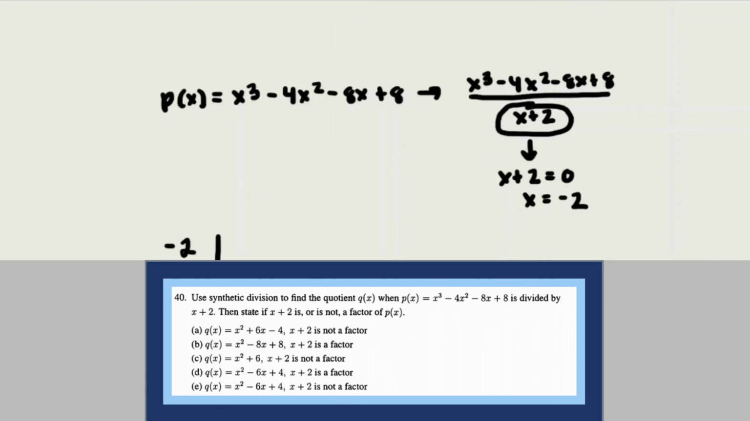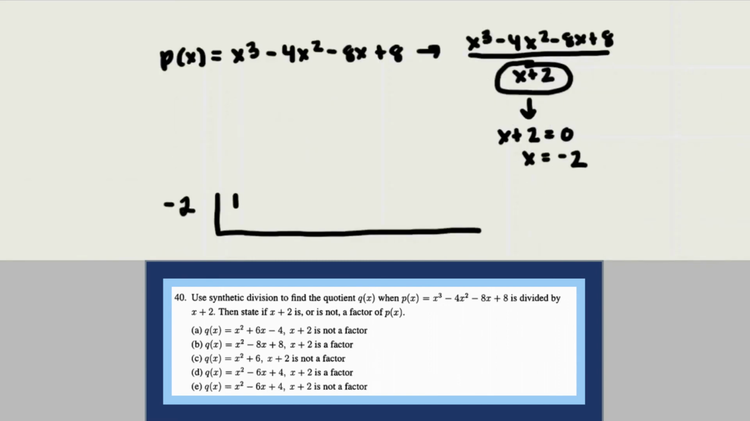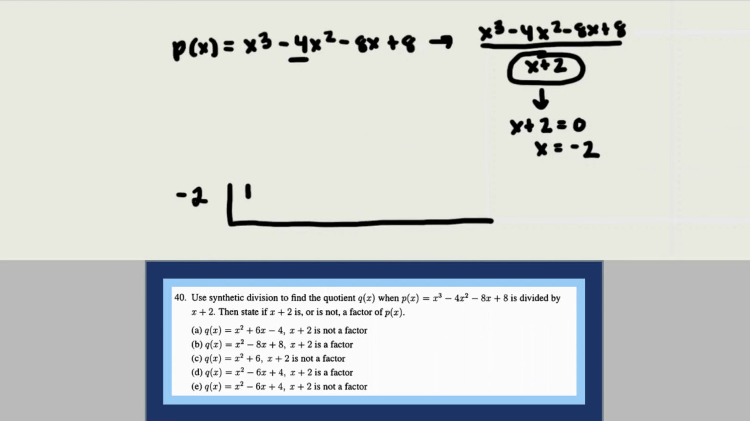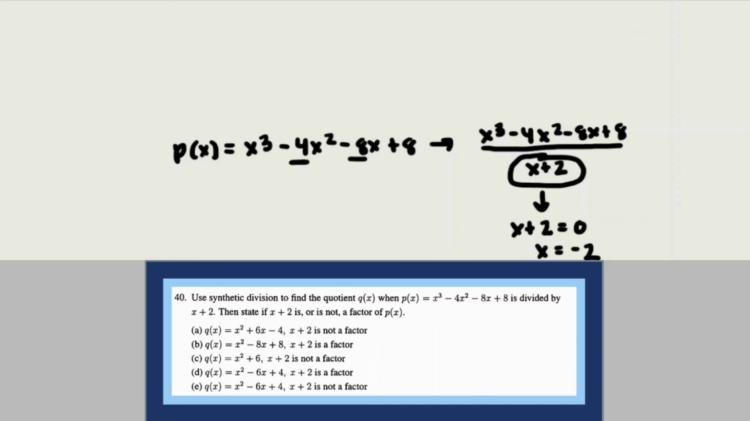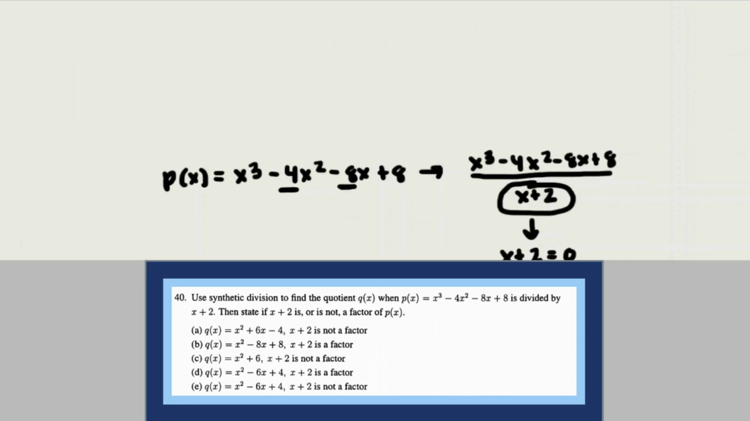And remember, with synthetic division, we're going to write all the coefficients of our terms. As you see, for our first term, we have x cubed. There's nothing in front of the x cubed, so we're just going to write 1. Next term, we have -4x squared, so we have a -4 in front. So I'm going to write -4. Next term we have -8x, so we're going to write -8 because -8 is in front of that. And lastly, we're just going to write down the last term, which is just 8.